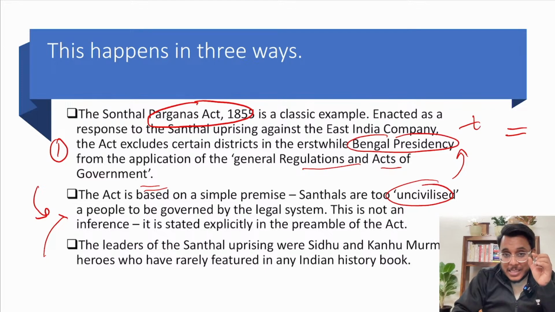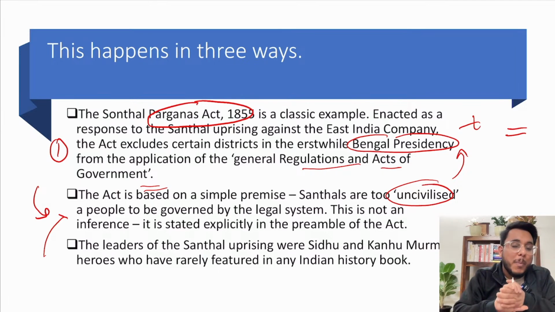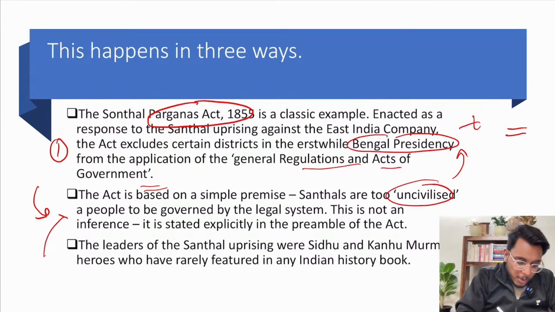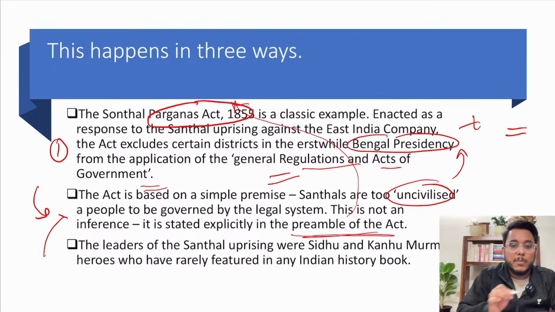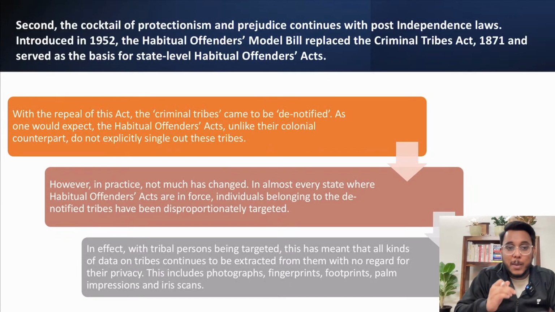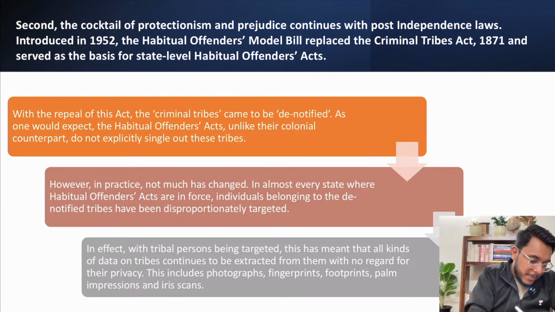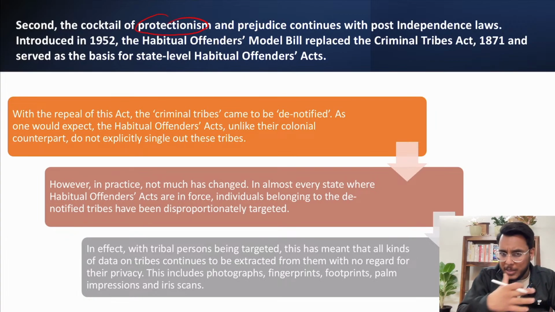This is the point where the scope for arbitrariness opened up against the tribal people. The areas were not even included under the general regulations. This is clearly provided in the preamble of the Santhal Parganas Act. Now, this attitude prevails even today in the regions where the tribal people are living. At the same time, there is a cocktail, a collection of certain prejudices, in the laws as well.